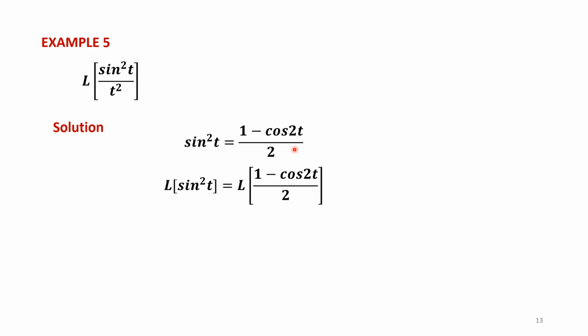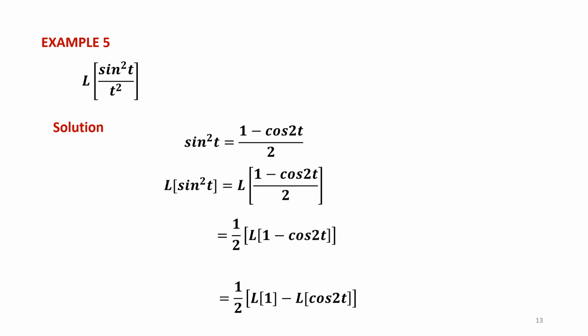So L of sine square t will become L of (1 minus cos 2t) by 2. Half is a constant which can be taken outside. Now you're having a minus sign, so we can take L to both the terms. So we can write half L of 1 minus L of cos 2t. We know that L of 1 is equal to 1 by s, and L of cos at is s upon s square plus a square.